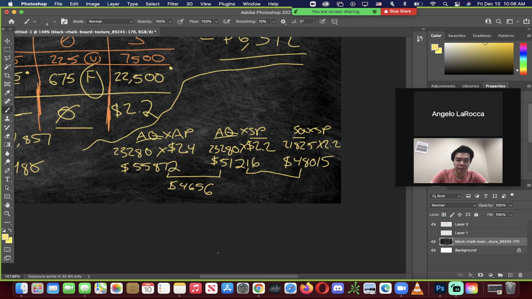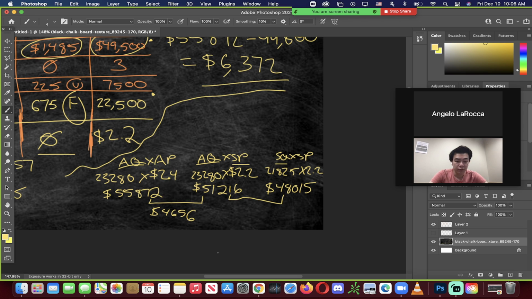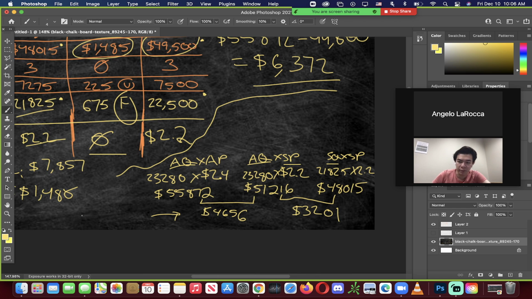And then the other one is going to be 51,216 minus 48,015, and we get 3,201. So this number right here, this is our input price variance. The reason that's the case here is because as we go from here to here, we're changing the price, right? That's why we call it the input price variance.